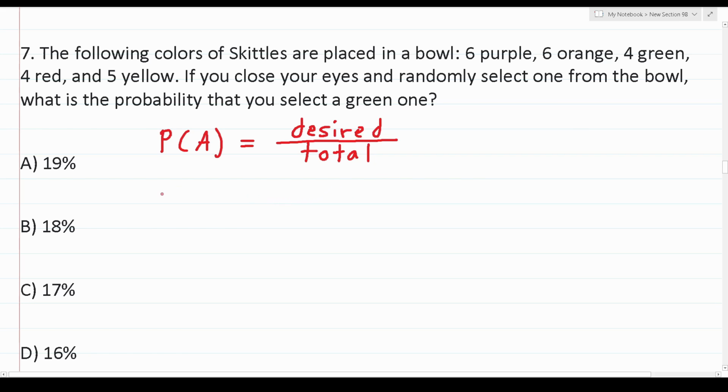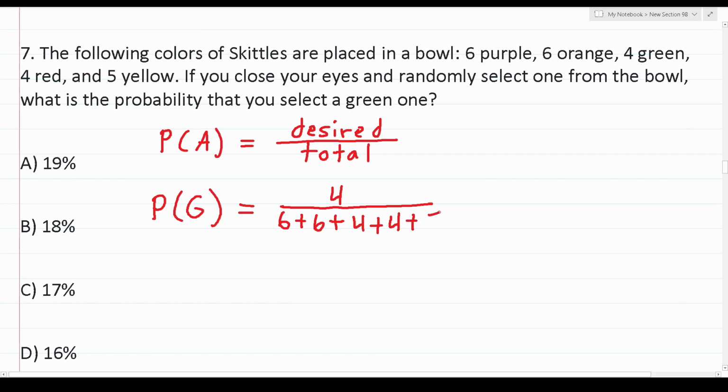Well, in this case, we want to know the probability of picking a green Skittle. So I'm going to call that probability of G. And in our bowl, there are 4 green Skittles. That said, how many Skittles are there in the bowl in total? That's going to be 6 plus 6 plus 4 plus 4 plus 5. All right, so by working this arithmetic out here, we'll know what the probability of picking a green Skittle is. So let's go ahead and get to work doing that. Should be able to do this without having to work it off to the side. Again, we have 6 plus 4, which is 10. 6 plus 4, which is 10. So that's 20. 20 plus 5 is 25.